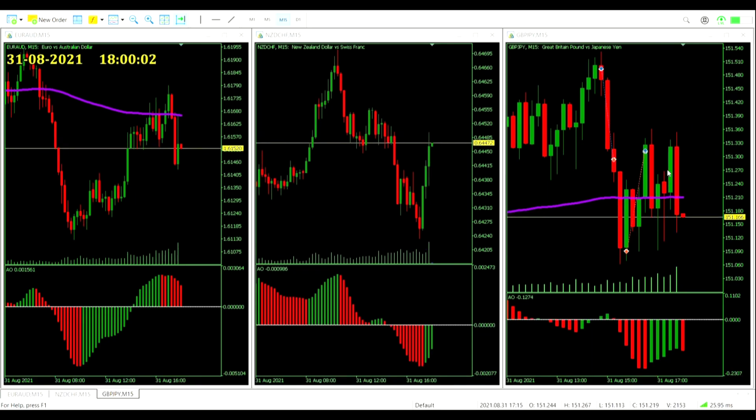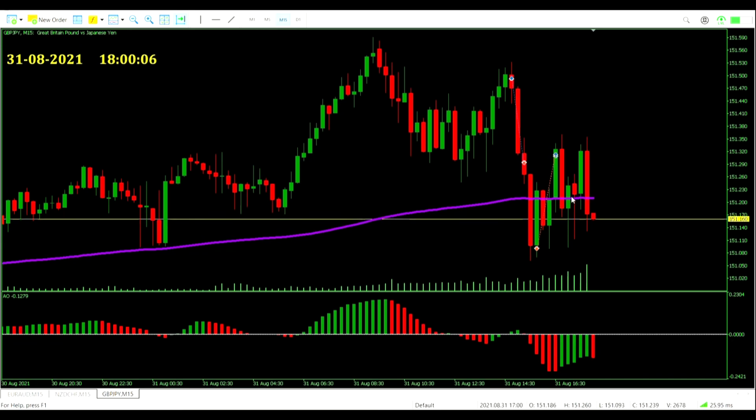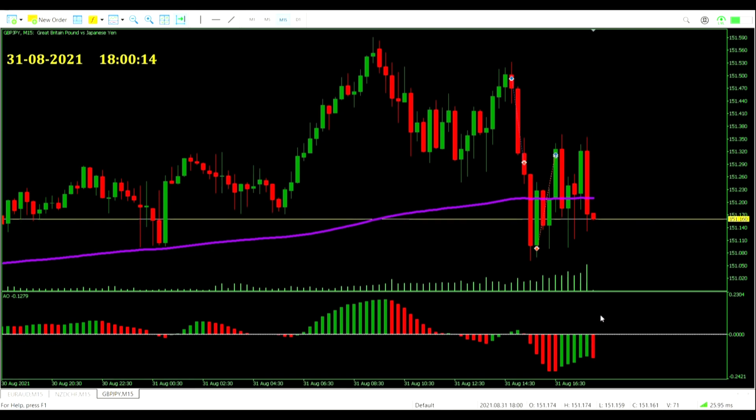Just turning 6 o'clock now. That volatility on the pound yen, it does continue. It's been very spiky these last couple hours. Really, really rangy. And now this candle's turned red again there. So it doesn't look like we'll be getting that buy trade soon.